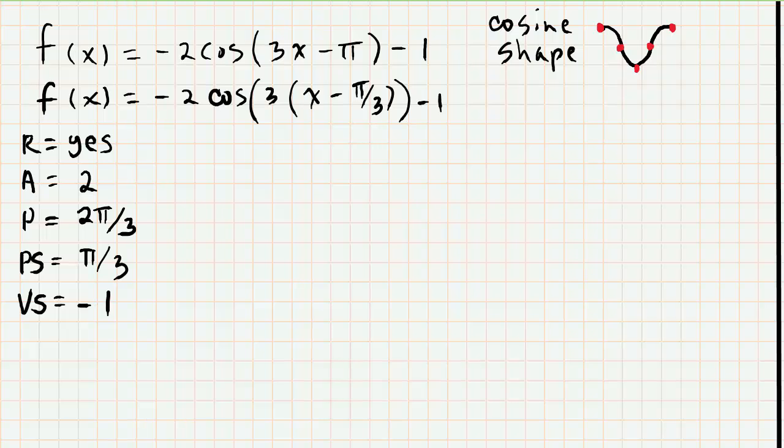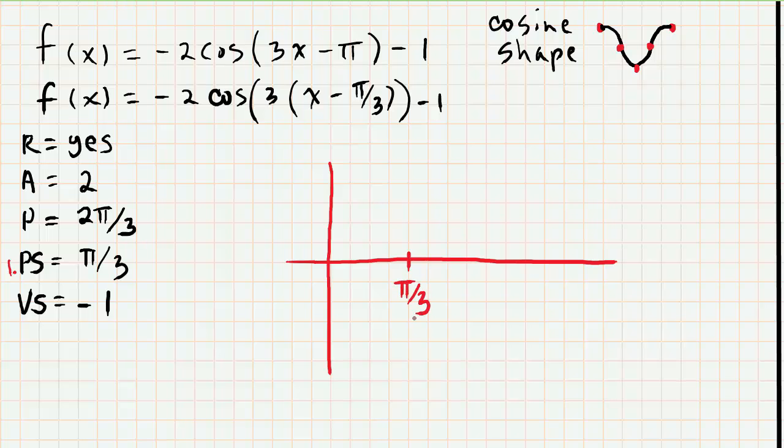Okay. Now we are going to go to the graph. We have to keep in mind that this is the basic shape for a cosine, and we will apply these 5 characteristics to our transformed function. So let's draw a coordinate system. And we always start at the phase shift. It doesn't matter where we put it, just get it on the graph. So I'm just going to put it right there. Phase shift, pi over 3.